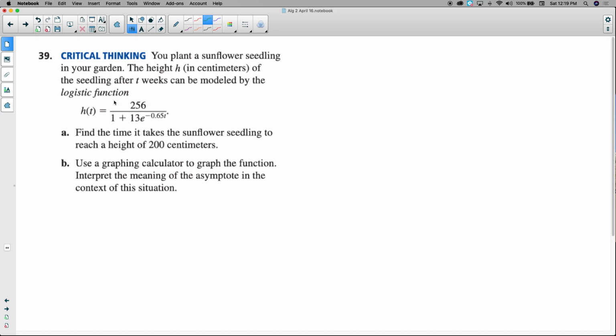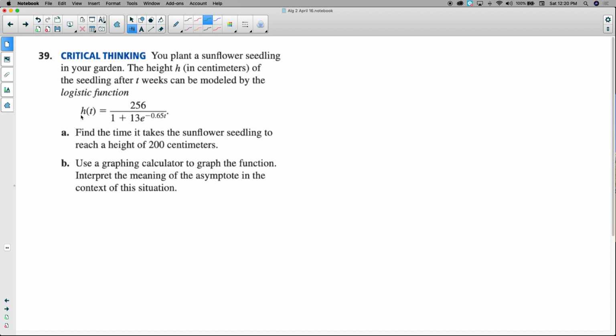So I'm not going to explain all the features of the logistic function. This one looks like a fraction. But you can see that it's related in the sense that I've got an exponential decay scenario on the bottom. And that's why they've thrown it into this chapter 6 right at the end. All right, it's a good problem. And let me just get us thinking about it. So you plant a sunflower seedling in your garden, and the height, h, in centimeters of the seedling after t weeks can be modeled by the logistic function.